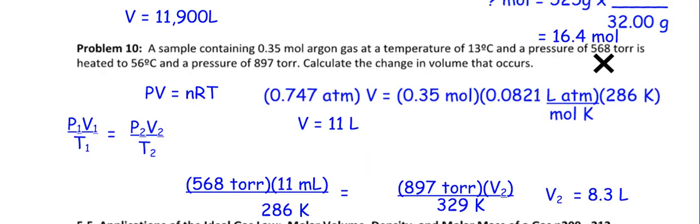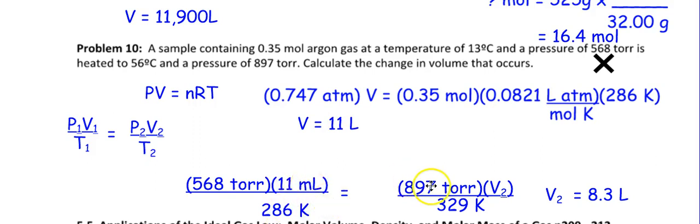All right, so is it okay that I left everything in torr? Yes, it is. Unless you're using PV=nRT, you can be in whatever unit you want to be, except for the Kelvin, of course, right? So I just kept everything in torr. Why risk making another mistake, or any mistake? So I have my 568 and my 11. Actually, it's 11 liters, isn't it? Change this to a liter, please.